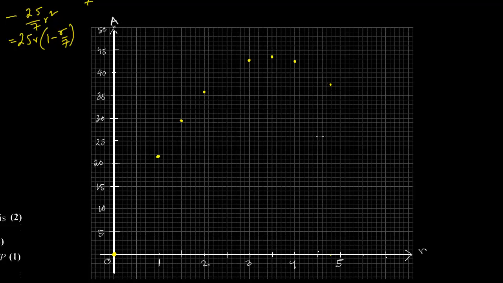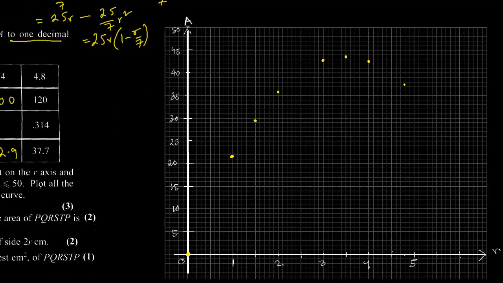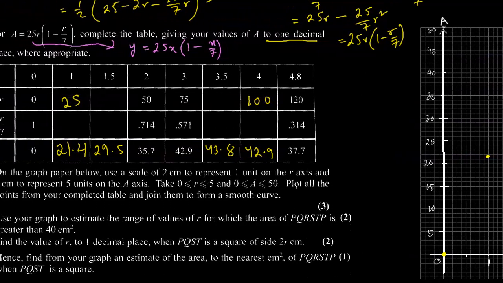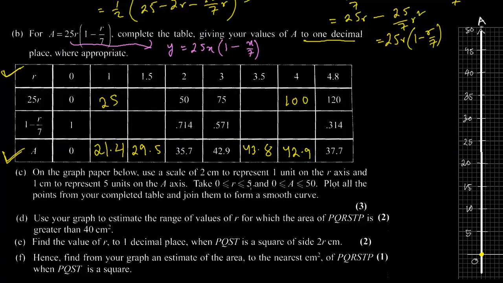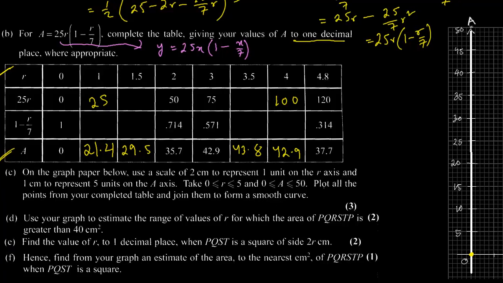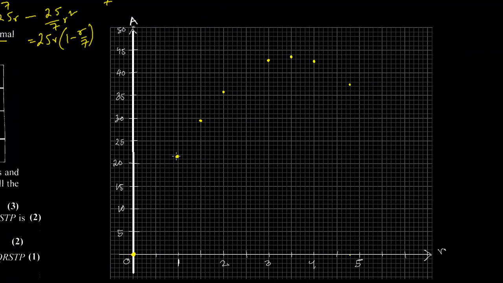So this is the plotting. Now the next thing that we have to do is plot all the points from your table and join them to form a smooth curve. So let's join this. From here to here, then from here to here, then from this point to this, this to this.